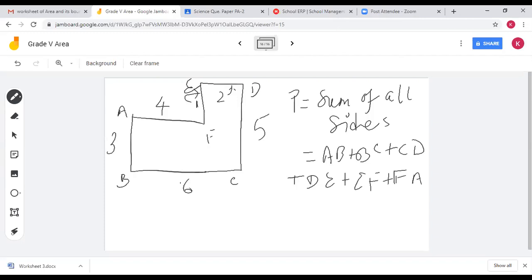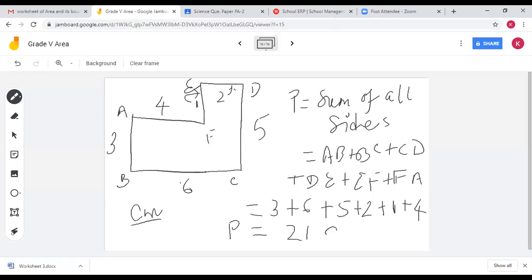So let's add them all together. Sum of all sides. AB is equal to 3, BC is equal to 6, CD is equal to 5, DE is equal to 2, EF is equal to 1, and FA is equal to 4. Add them together and you get the answer. 3 plus 6, 9, 9 plus 5, 14, 14 plus 2, 16, plus 1, 17, plus 4, 21. All units are in centimeter. So perimeter is equal to 21 centimeter.